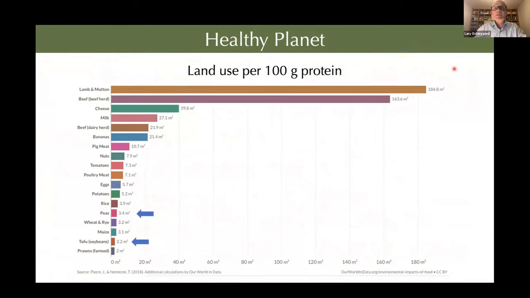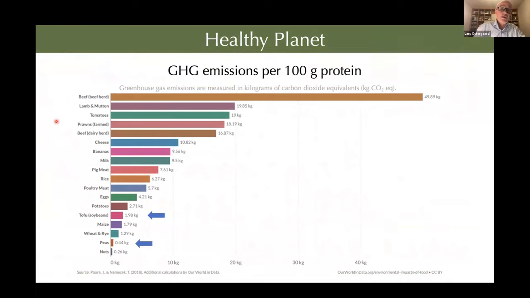on the planet, on sustainability, we can see that peas, for instance, and soybean or tofu require much less land to produce a similar amount of protein compared to, for instance, lamb and beef. And similarly, when it comes to greenhouse gas emissions, we also see that there's much less production of those gases when growing tofu, for instance, or soybeans and peas. So these are both strategic, environmental, and health aspects of legume growth and of understanding and improving legume crop performance.